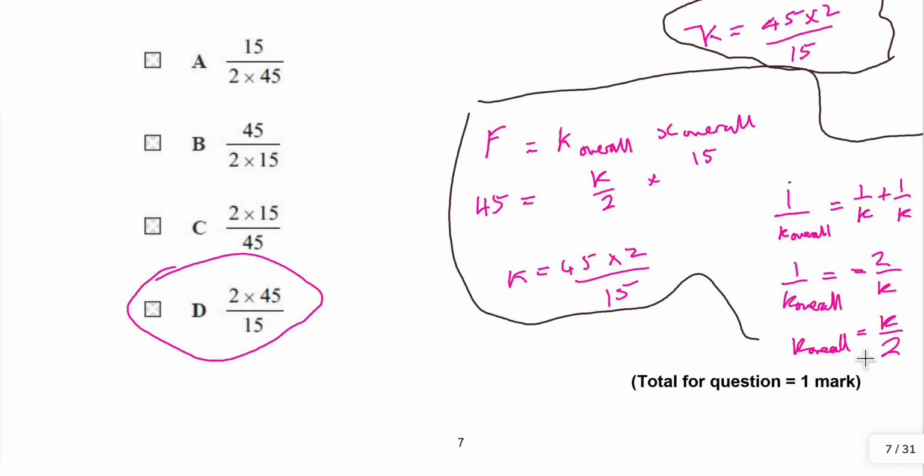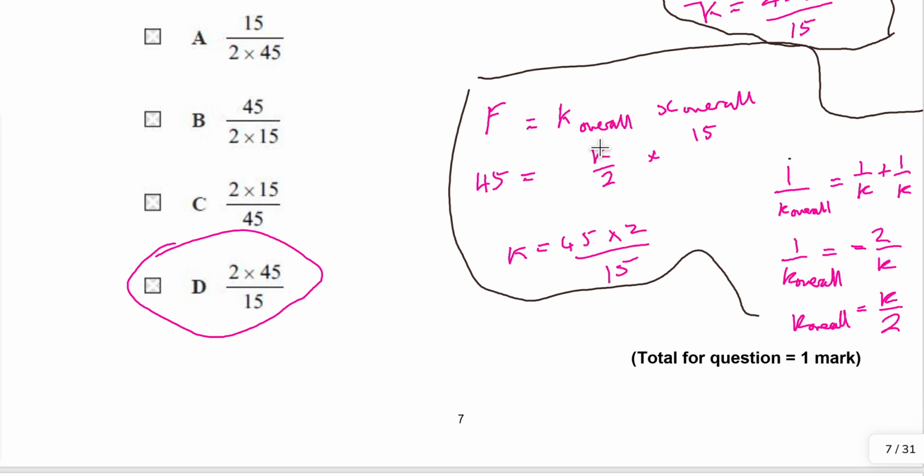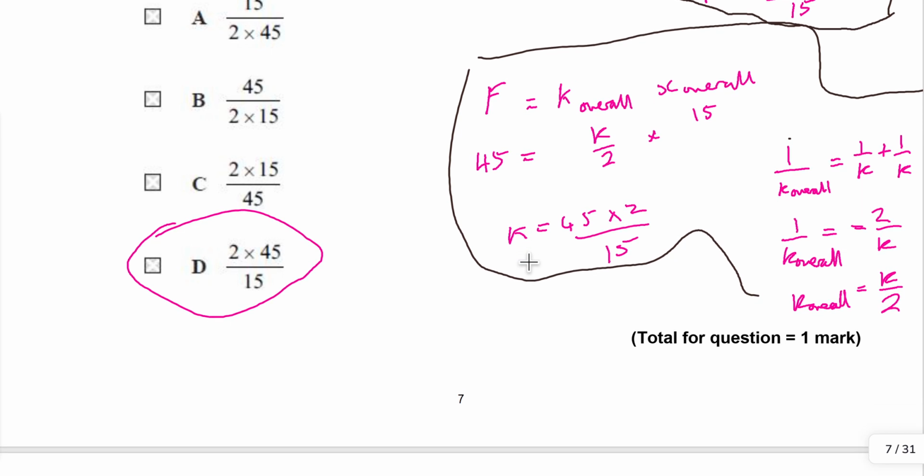Rearranging, the overall spring constant is K over 2, putting that in here, the spring constant of one of them divided by 2, and the overall extension is 15, and the force acting on both springs is 45. So rearranging that, we get the same spring constant K, because K is the individual spring constant for each spring, and that's the same answer, D.